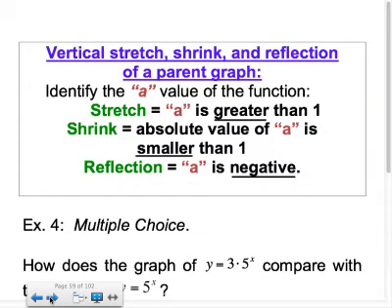Okay, there's a couple things that we're going to concern ourselves with. You're going to have to be able to identify whether a graph represents a vertical stretch, a vertical shrink, and/or a reflection of a parent graph. Remember, parent graph is the most basic type of graph there is. All right, and so what you want to do, the A value determines whether it's a stretch or a shrink. If the absolute value of A is greater than 1, it's a stretch. If it is less than 1, it's a shrink. Okay, and we say the absolute value, and I'll explain that later on. And then if A is negative, that makes it a reflection.